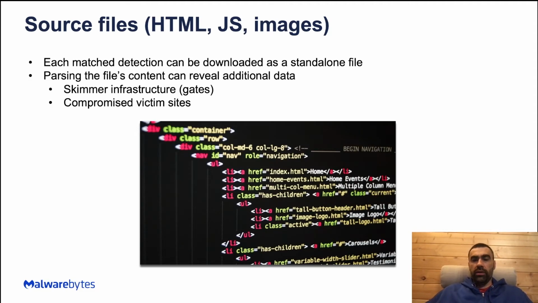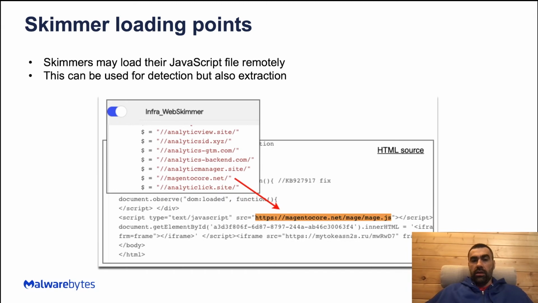So that's where you're going to have to do a bit more work to identify the parts that we're looking for, which is the skimmer infrastructure, so skimming gates, and compromised victim sites as well. That requires parsing the file content. You're going to find a lot of interesting things looking at those files, and it can be a way to detect skimmers, and to detect victim sites, but also extract that information.